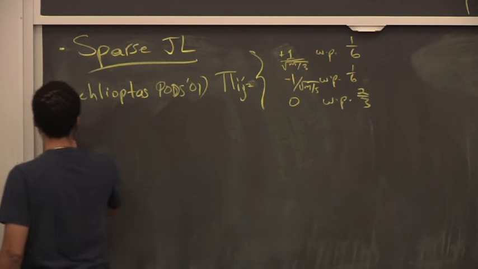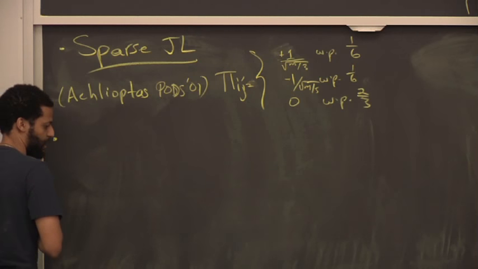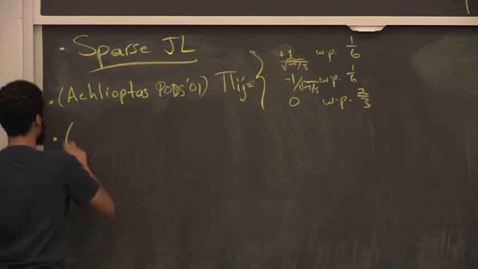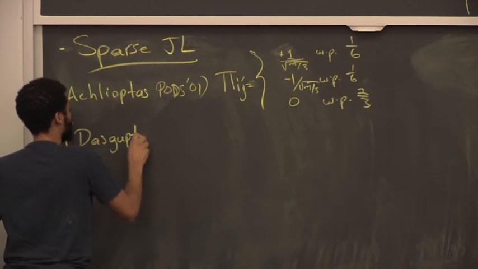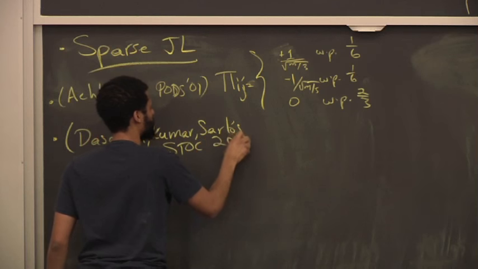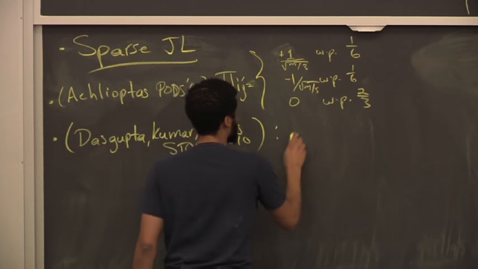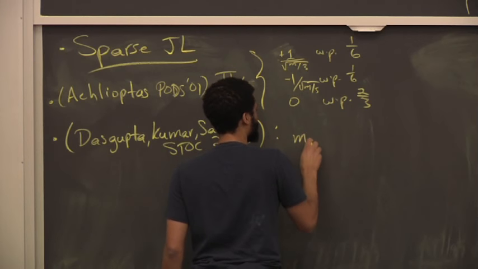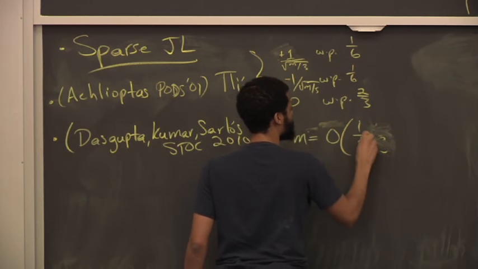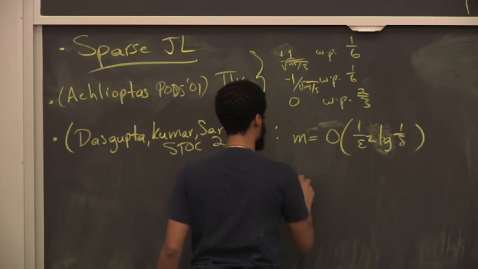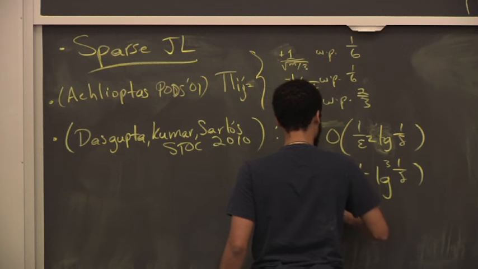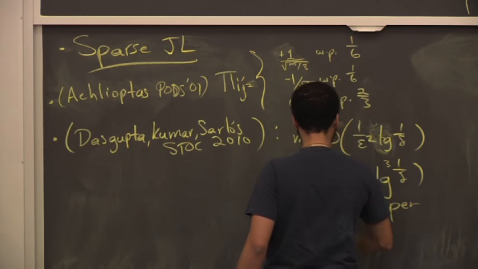So what do you do? You break the condition, come up with a pi that doesn't have independent entries. So the first people to do that were, in a very nice paper, Dasgupta, Kumar, and Sarlos. This is in STOC 2010. They got something like M can be O tilde, I'll say what that means, 1 over epsilon squared log 1 over delta, and then you have S being O tilde 1 over epsilon log cubed 1 over delta non-zeros per column of pi.